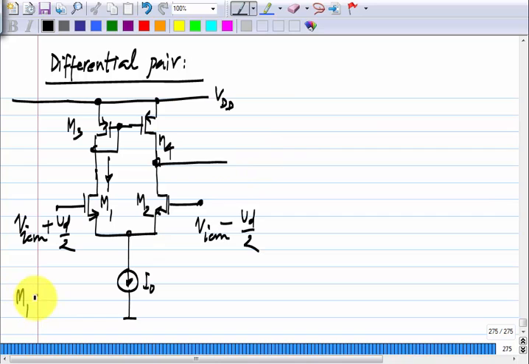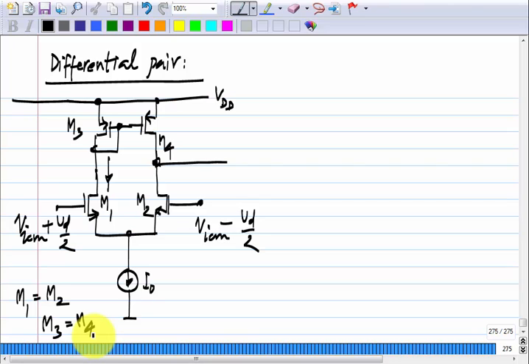So, M1 and M2 are matched to each other, M3 and M4 are matched to each other. Again, remember that this circuit can't be used just like this because of its high gain. You can't use this in open loop, you have to have it in feedback. But we'll do all our initial analysis assuming that everything remains in saturation region.